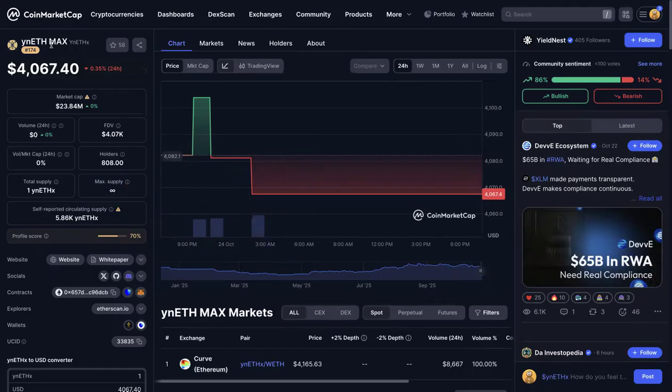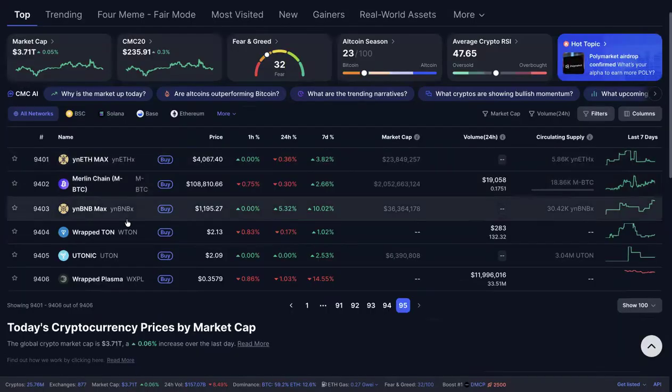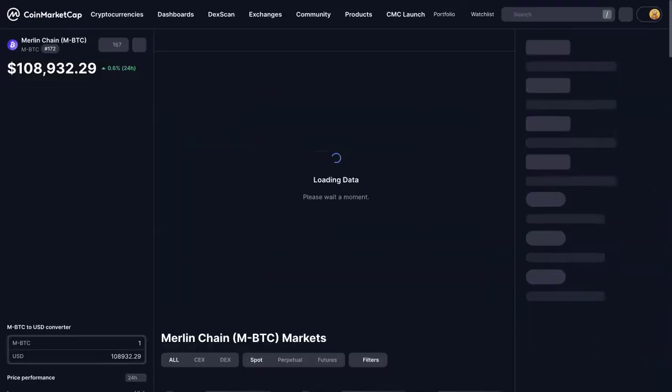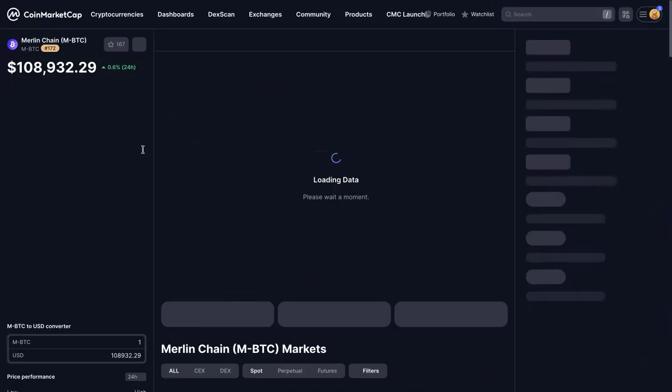Either it's a derivative of Ethereum, it's following Ethereum, so it may not be a very good example. I want an independent coin. Let me say this one, Marlin Chain. This one looks to be a derivative of MBTC. They are all trying to copy something.